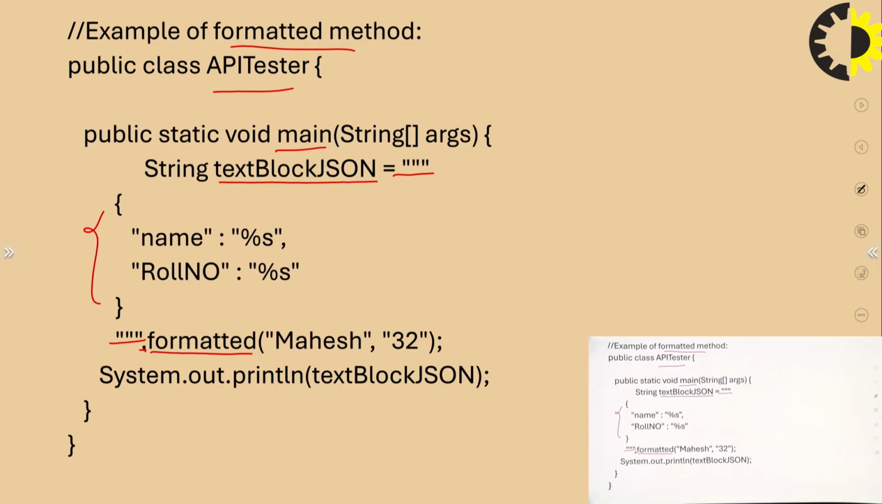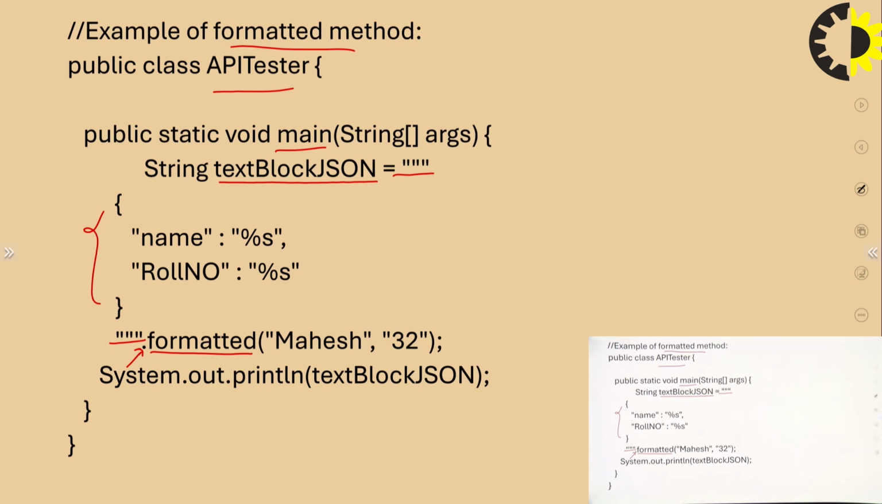You can see, I think you are able to see it. See the dot. So we have a string, and we directly use the method, then we are using the dot, or you can say the period operator, then formatted, and the data: name Mahesh and 32.